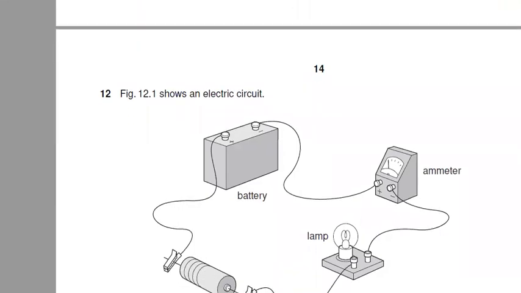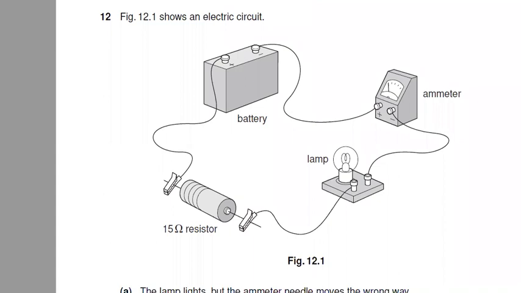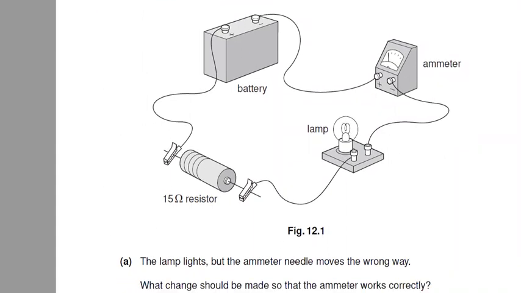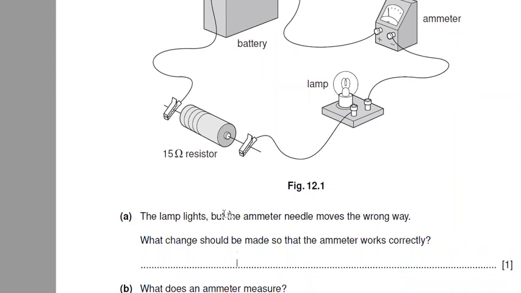Example 6, figure 2, number 12 shows an electric circuit. Here is the battery and a fixed resistor, lamp, and an ammeter. The lamp lights, but the ammeter needle moves in the wrong way. What changes should be made so that the ammeter works correctly?